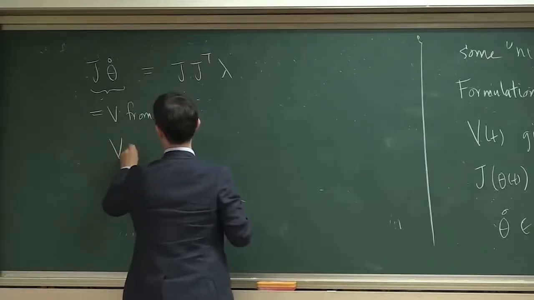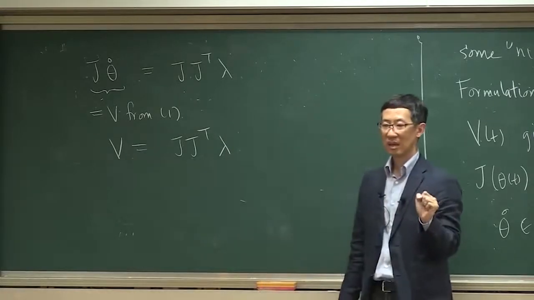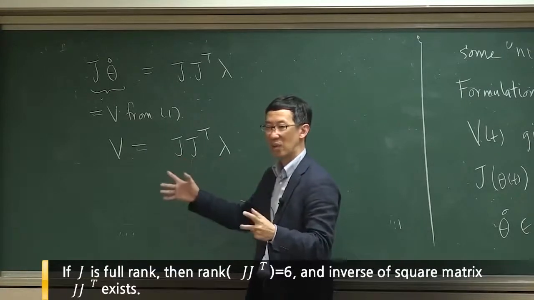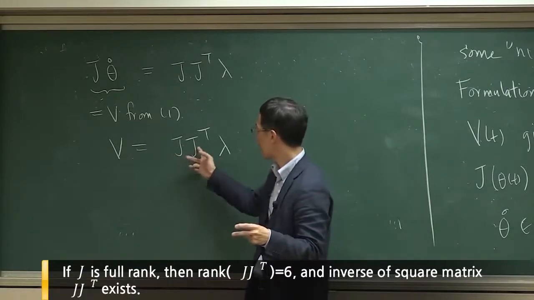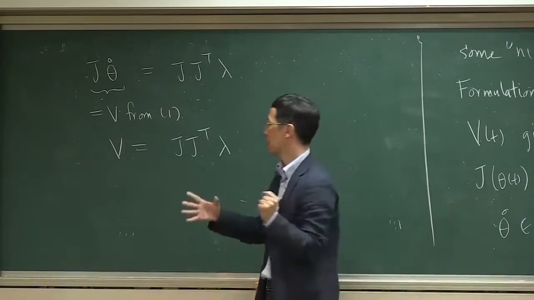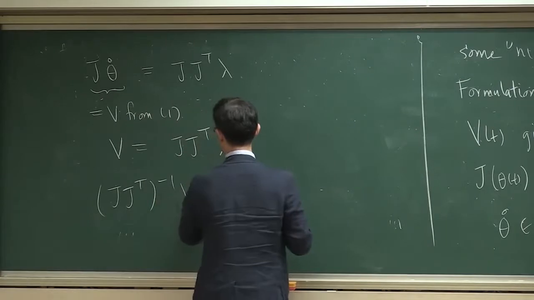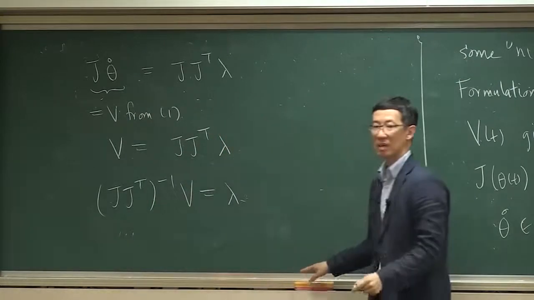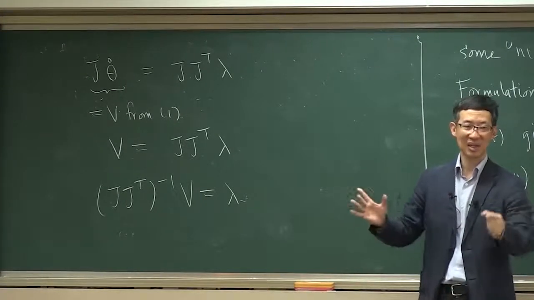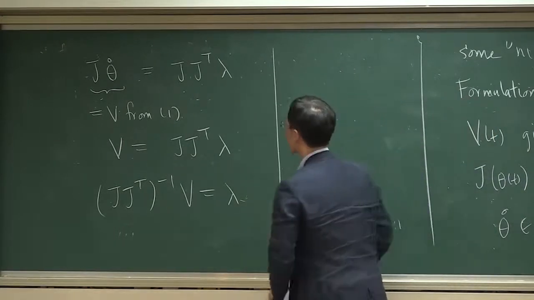So V equals JJ transpose lambda. Now, here's a big if. If J is full rank, then JJ transpose is a square matrix that's invertible. In that case, we can write JJ transpose inverse times V is equal to lambda, assuming this inverse exists. So when does the inverse not exist? When it's at a singularity.